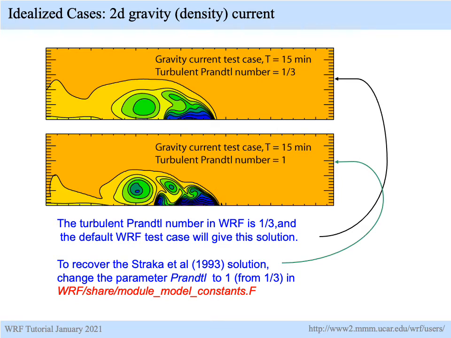There are published solutions to this test case for many atmospheric models, usually in papers describing their formulations. However, WRF is by default configured with a turbulent Prandtl number of 1/3, while the gravity current test case uses a turbulent Prandtl number of 1. So if you want to reproduce the published results, then you have to change the Prandtl number that appears in the share subdirectory in WRF in the file module_model_constants.F. And then you need to recompile WRF, and then you can run the initialization in the test case and get the published results.